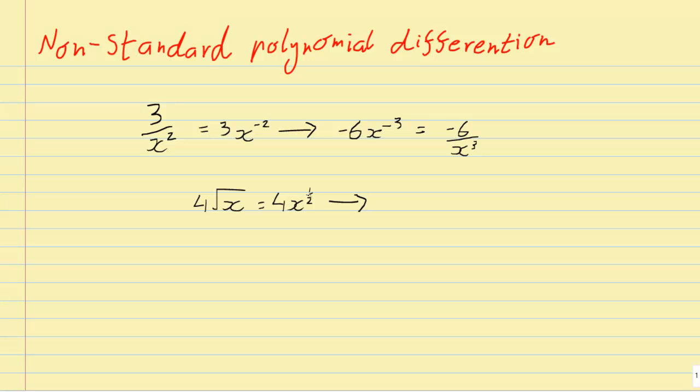So if we're going to derive this, we need to take that power of a half, multiply it by 4, and get 2. Then take that power of a half and subtract 1 from it. So this becomes to the power of negative a half. Now though, we want to do the same thing as we did before. We're going to make that a positive a half, but move it down into the denominator. And then we have to be careful to change that power of a half into the square root of x. So starting from 4 times the square root of x, we derive it and we wind up with 2 divided by the square root of x.